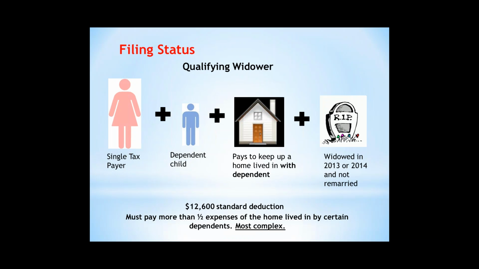And it's a little bit more advantageous than the head of household filing status. So again, there has to be a dependent child. The parent has to keep up with the cost of the home, so at least half of the expenses of the home, and they cannot have married anyone else within that time. If they do get married, obviously they'll use the married filing separately or filing jointly filing status.